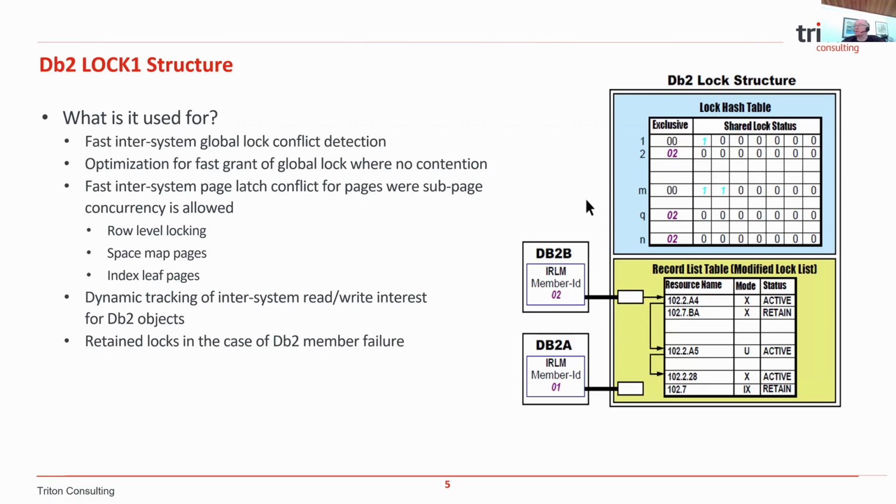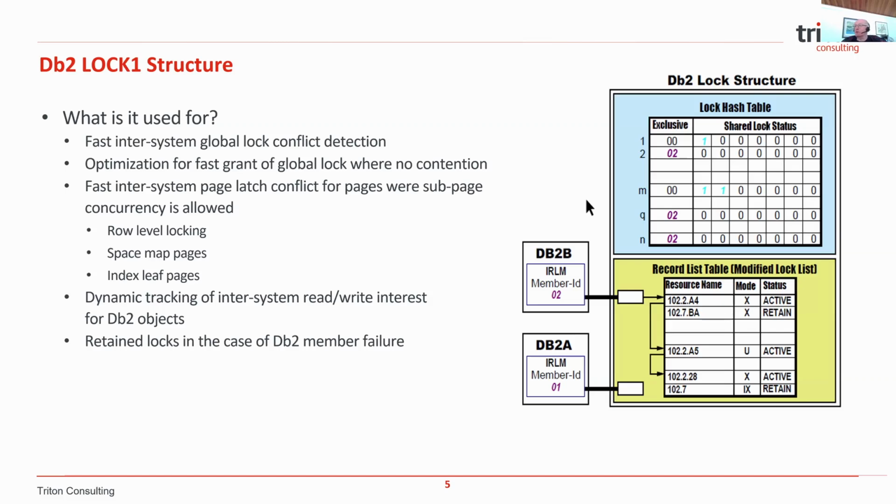So therefore, Db2 is using the page P lock and the lock contention mechanism to provide a cross-system equivalent of a page latch. It's also used for dynamic tracking of inter-system read-write interest because it's a pay-as-you-go system. So Db2 has a hierarchical locking model where you have a parent lock and a child lock. And Db2 only propagates the child locks once it's known there's inter-system read-write interest on the parent locks.